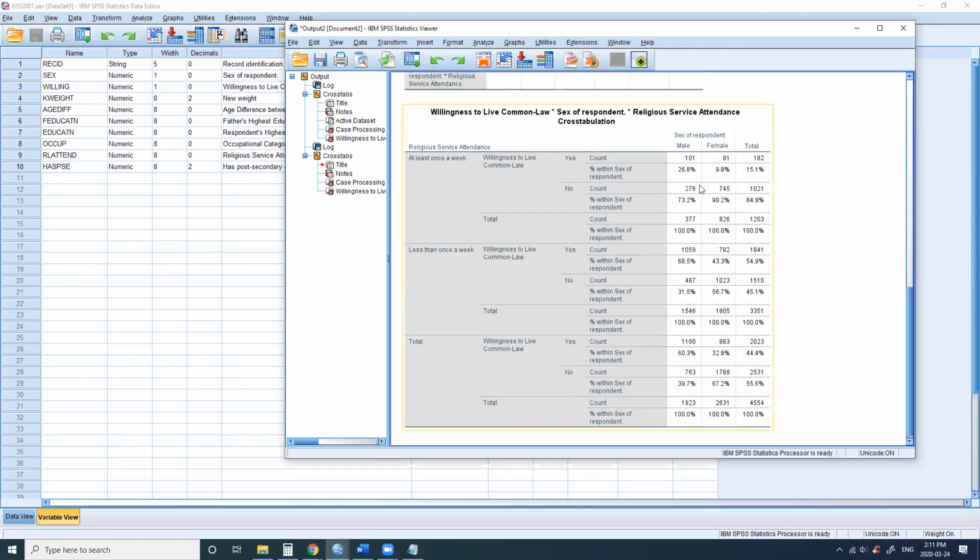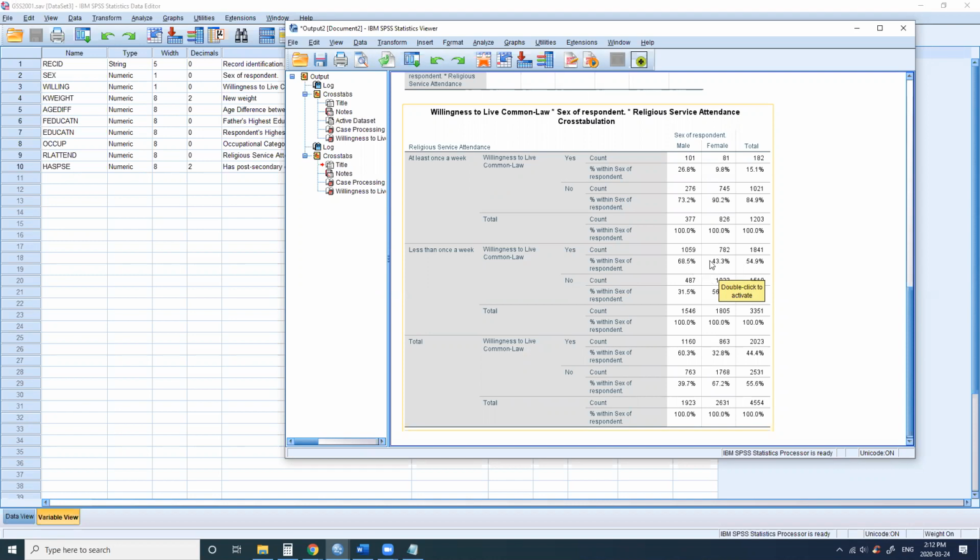If we look at just those who are religious, who attend religious services at least once a week, we see that 26.8% of men are willing to live common law and 9.8% of women are willing to live common law. That's a gap of 17 percentage points. However, if we look at those who attend religious service less than once a week, we find that 68.5% of men are willing to live common law and 43.3% of women are willing to live common law. That is a gap of 25.2 percentage points.